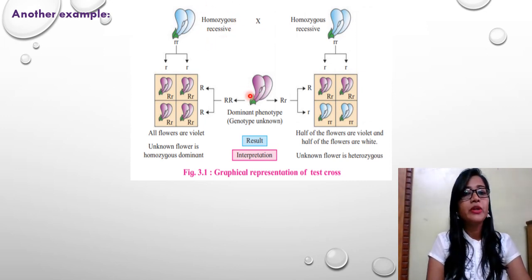Okay, so when we back cross this capital R, that is the homozygous dominant trait, with this homozygous recessive trait, we get such a result where capital R small r, that is capital R small r, capital R small r, again second violet color flower, then capital R small r, third violet color flower, and capital R small r, that is, all flowers are violet. So the unknown flower is homozygous dominant.